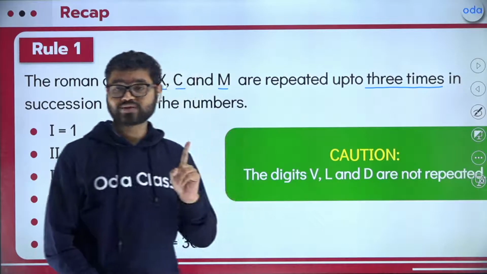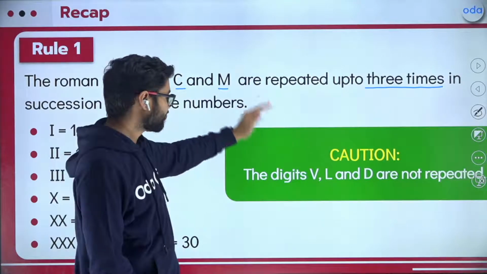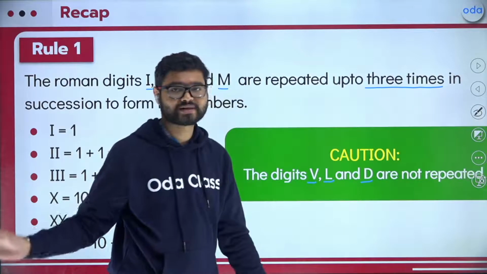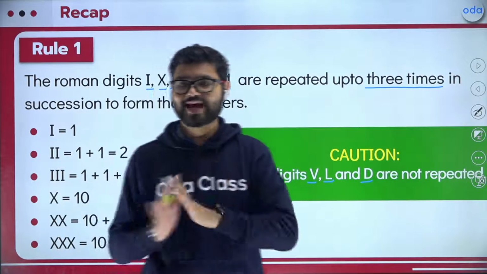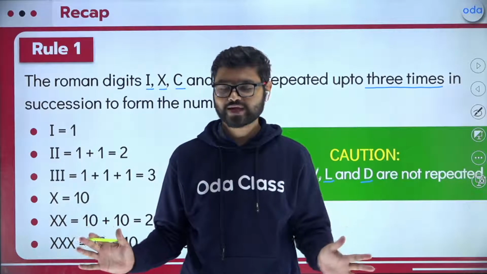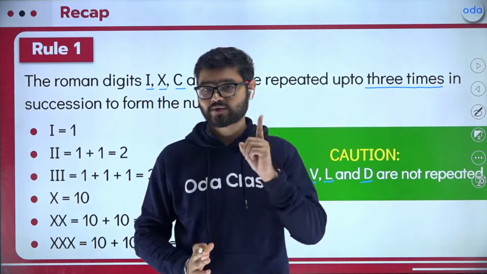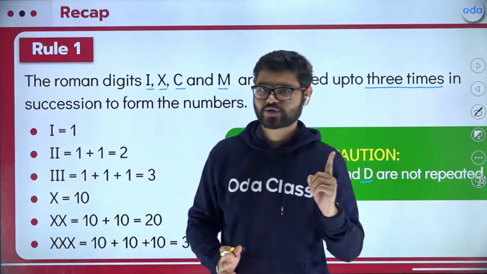But remember one thing, what about the rest three symbols? We have V, L, and D. We cannot repeat them. No, no, no, not even once. We cannot repeat them, right? What is the reason? I have told you already in part number one. Go watch that part number one.